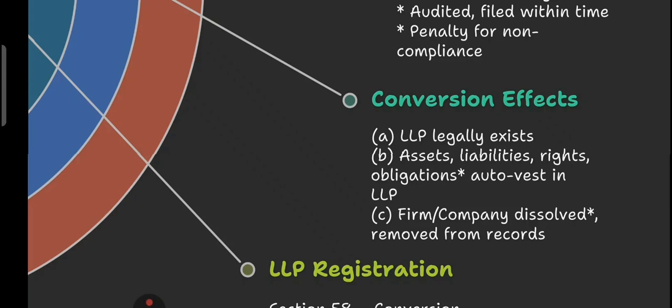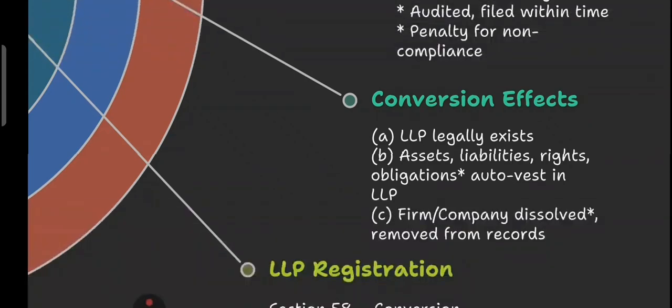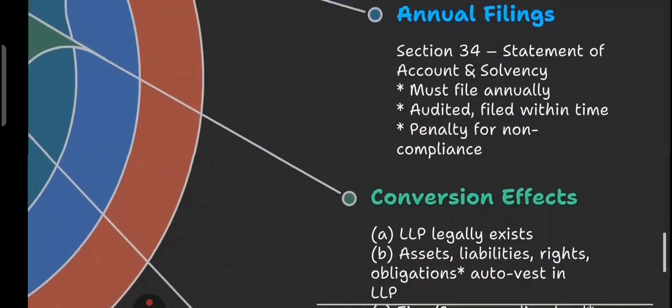Once an LLP gets converted, what happens? The LLP legally replaces the old entity. All assets, all rights, all liabilities move to the LLP, and the old company or firm is removed from the record. This is called conversion effect.